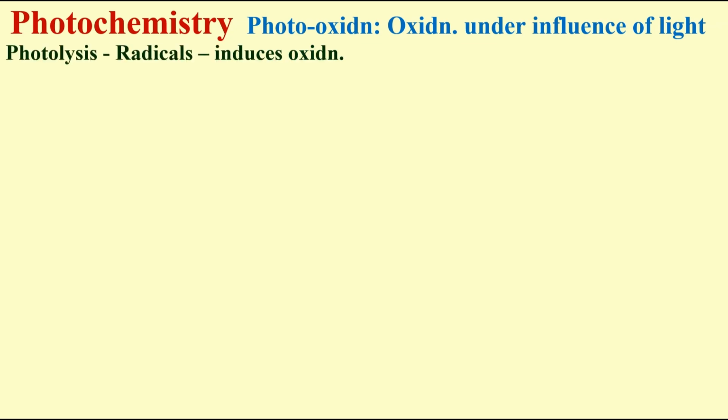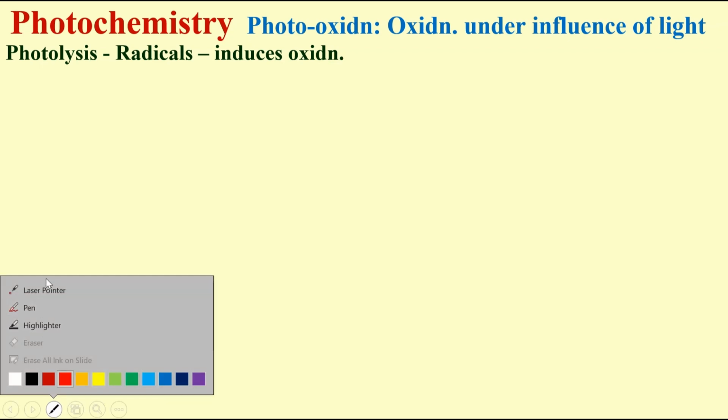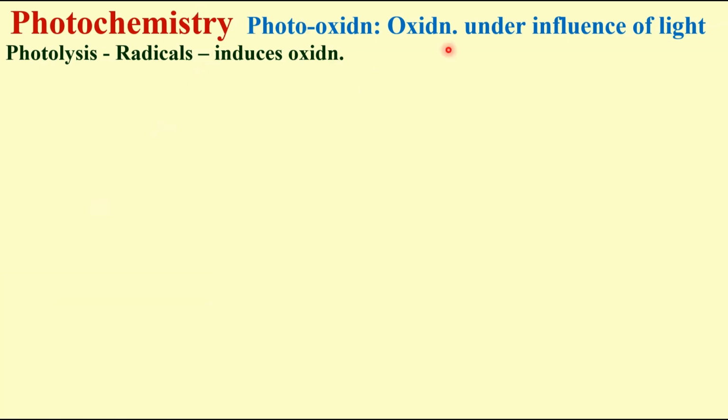Photolysis gives rise to free radicals, and these radicals which are formed induce the oxidation reaction. How is it? Let us look into it. The polymers, when they are irradiated with the UV light, give rise to free radicals. It undergoes photolysis of homolytic type and gives rise to free radical.